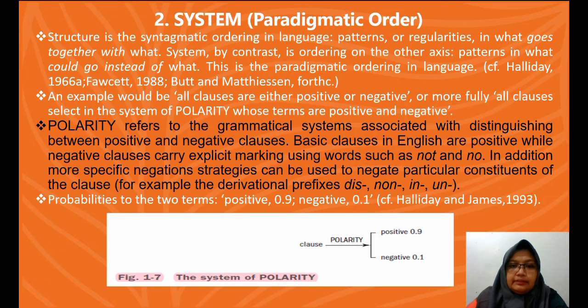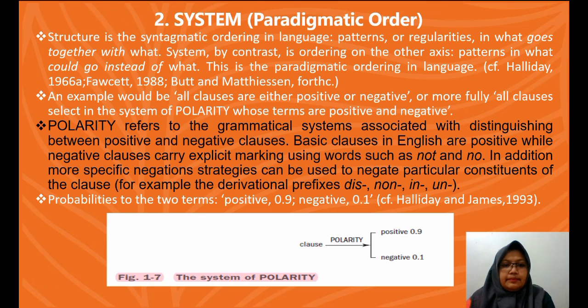Number two, system, paradigmatic order. Structure is the syntagmatic ordering in language: patterns or regularities in what goes together with what. System, by contrast, is ordering on the other axis: patterns in what could go instead of what. This is the paradigmatic ordering in language. It is from Halliday 1966 and also Fawcett 1988, and then Butt and Matthiessen.